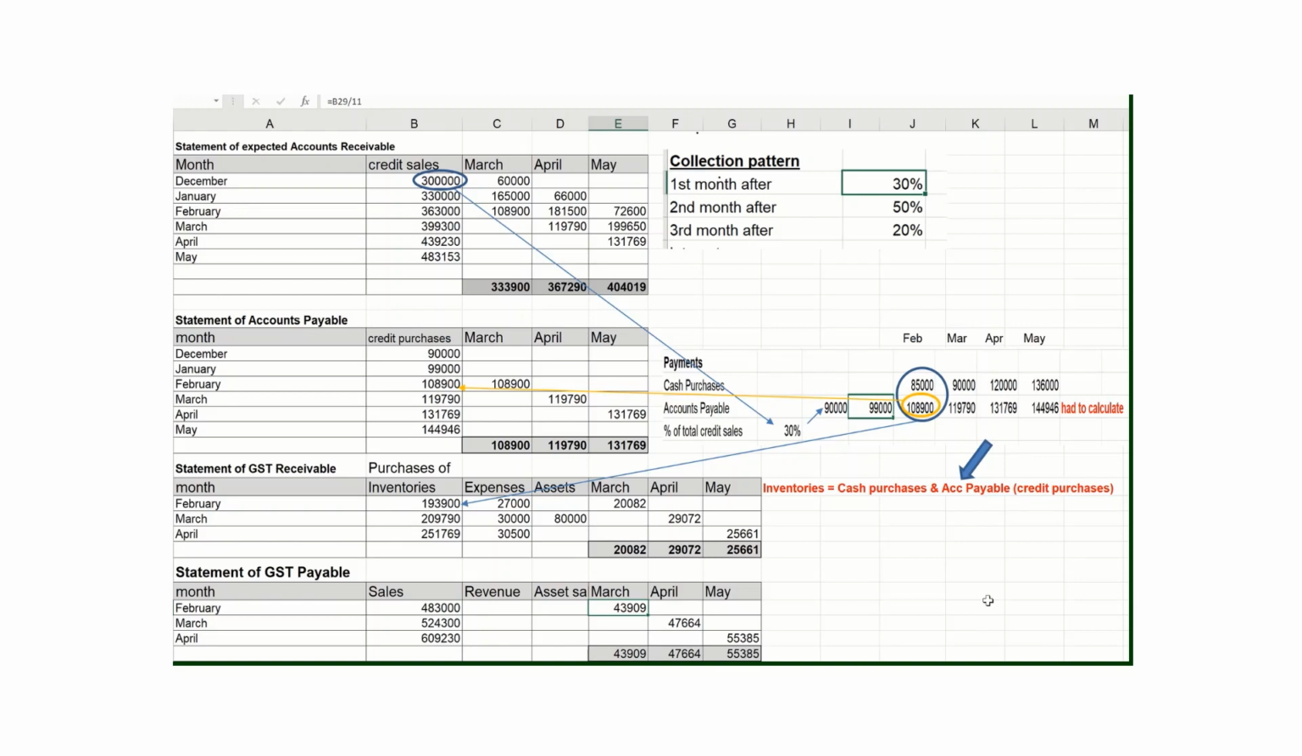So that's just a quick explanation of the 4 statements. I hope that helps.